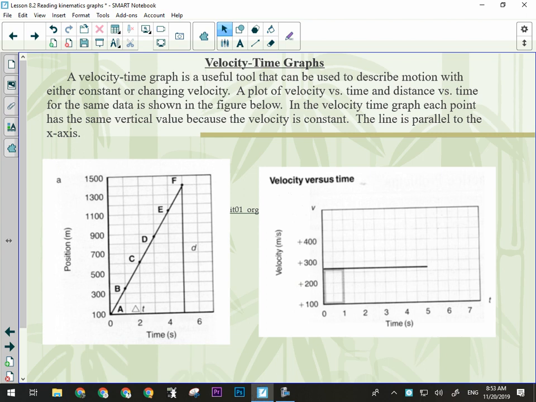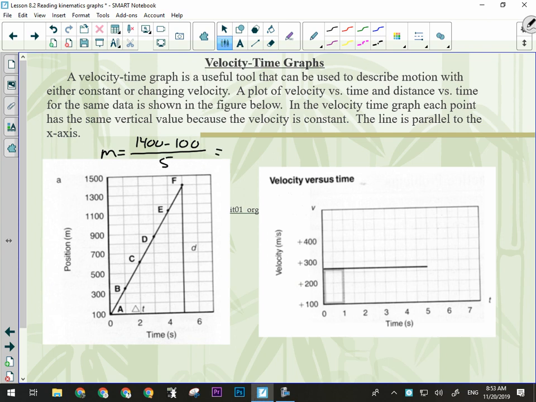Displacement? Yes. I could go displacement over time. I could also find the slope of this line. I'm going to find the slope of this line. I'm going to say m equals y minus b over x. So y is 1400, b is 100, x is 5 seconds. So that's 1300 over 5, which is 260 meters per second.